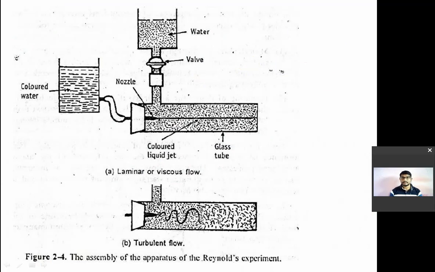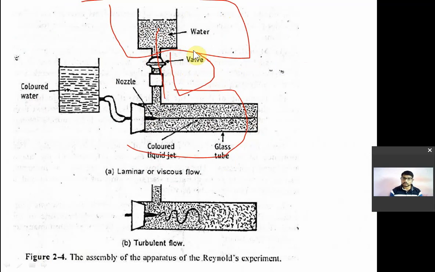Now the second important point is the Reynolds experiment. Suppose that you have a liquid in a tank, let's say water in a tank, and that is connected to a glass tube. ये क्या है, पूरा ये glass tube है. Now this water is connected to a glass tube via a valve. Valve means you can control the flow of water using the valve. So valves are used to control the flow of liquid or flow of fluid. And at the other end, you have a differently colored liquid over here. That liquid is also connected to the tube through a nozzle.